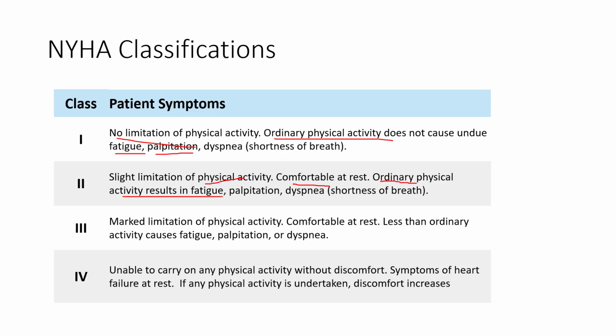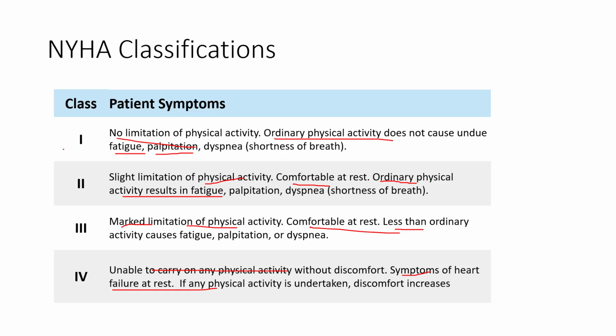And then there are class 3 patients with our NYHA classifications, where they have a significant limitation in activity. They're still comfortable at rest, but now less than ordinary activity causes fatigue. And then there's class 4, where they are symptomatic at rest. Any level of activity, even like putting on clothes, can cause discomfort. They can't do any activity without discomfort.